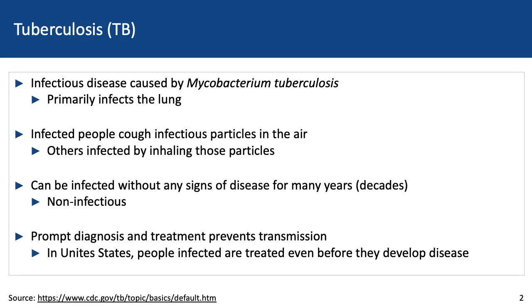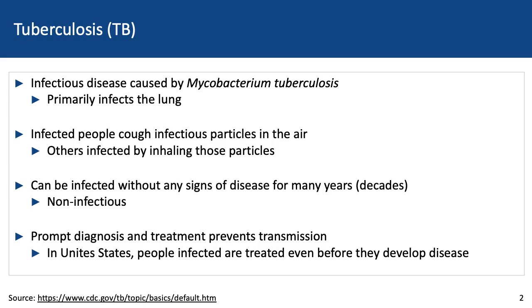It primarily infects the lung of humans, and people become infected through inhaling infectious particles that have been coughed into the air by another patient who has pulmonary tuberculosis. So it's transmitted from person to person, but through infectious particles in the air.